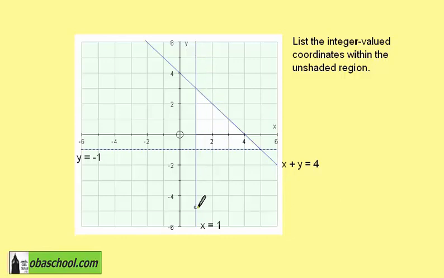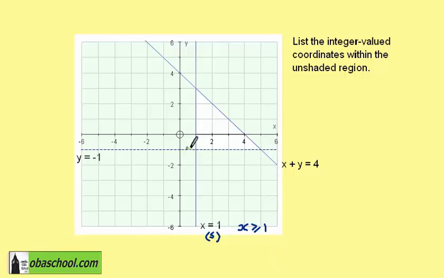Here we have a region. Let's look at the boundaries of the region. This is the line x equals 1, and it's a solid line. The inequality must be x is greater than or equal to 1, since our region is to the right of this line.